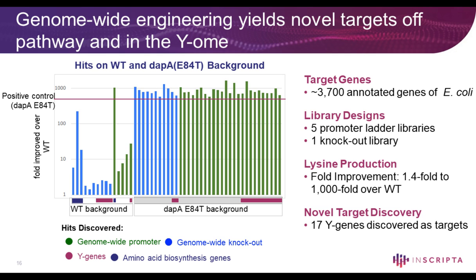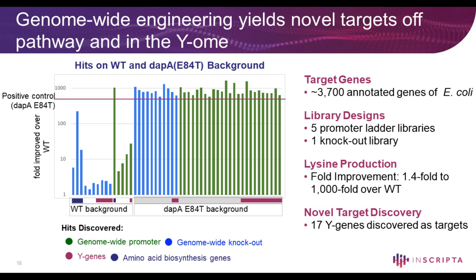And predominantly, you find hits in the Y genes, and we've also found a handful of hits in the amino acid biosynthesis genes, but this time in either the knockout or the promoter insertion scenario, while in the previous slide it was primarily saturation mutagenesis. So we established that the type of edits you make, the targets you choose, and going genome-wide all have an advantage in identifying great novel hits.